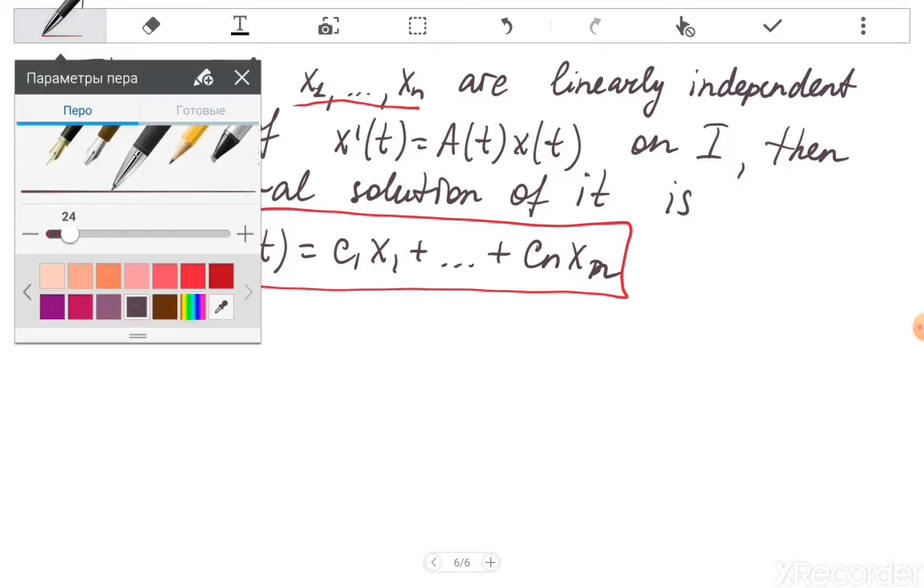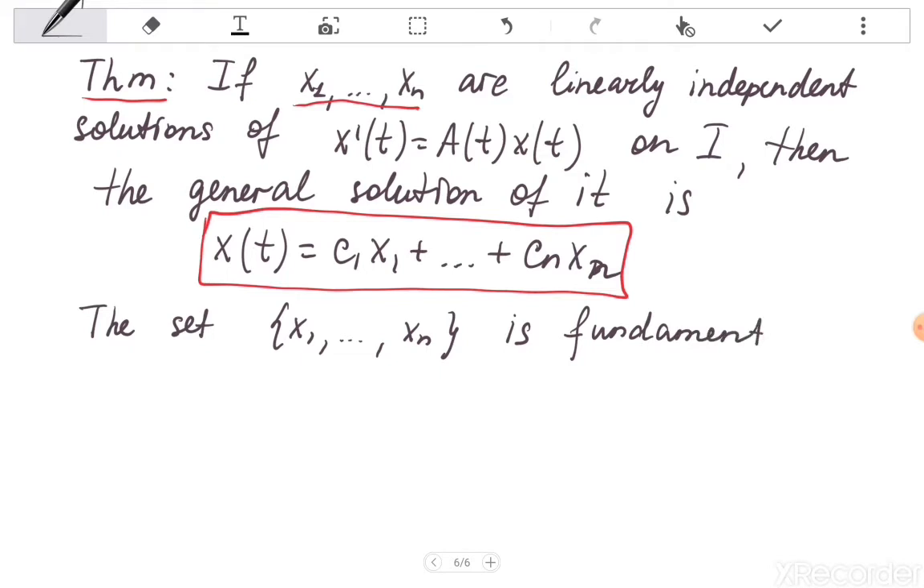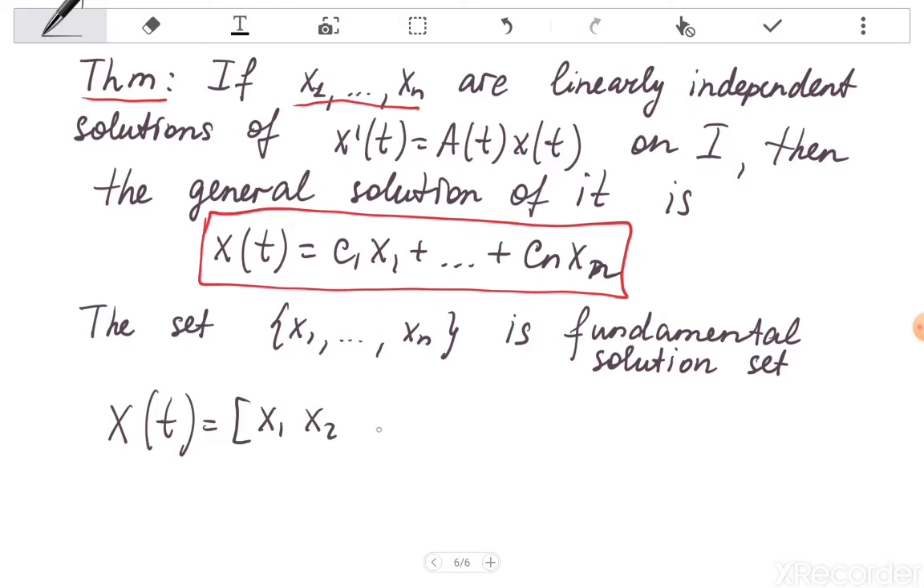Let me also introduce some notations. The set x1 and so on xn is said to be the fundamental solution set. And also using this set, we can write a matrix X of t, which consists of these solutions as columns.